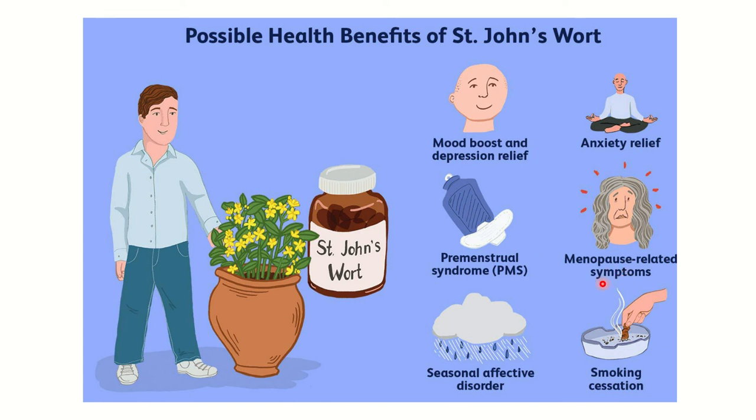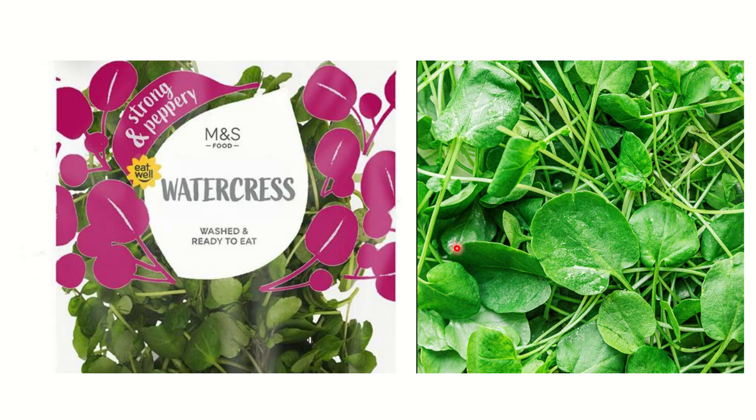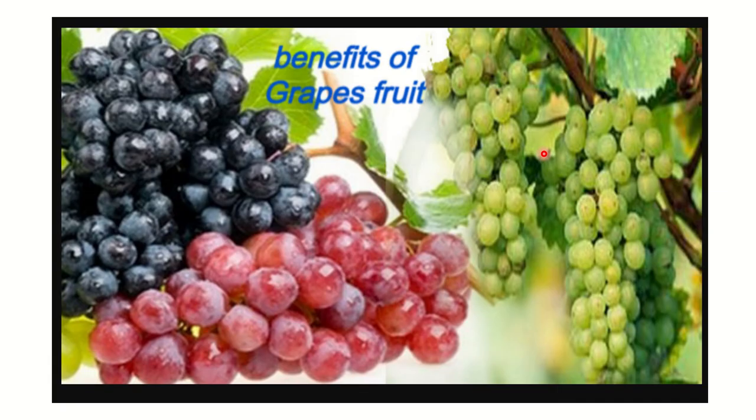So St. John's wort may reduce menopause related symptoms, and it also helps with seasonal affective disorder and smoking cessation. So St. John's wort has some health benefits, but we have to avoid it in a renal transplant patient who is receiving tacrolimus. In the second picture, we can see watercress. This is a plant, washed and ready to eat. It is very helpful for our body, but in a patient who is taking tacrolimus, it should be avoided. In the third option, this fruit is very popular among us, and we know that this is grapefruit, so it should also be avoided.